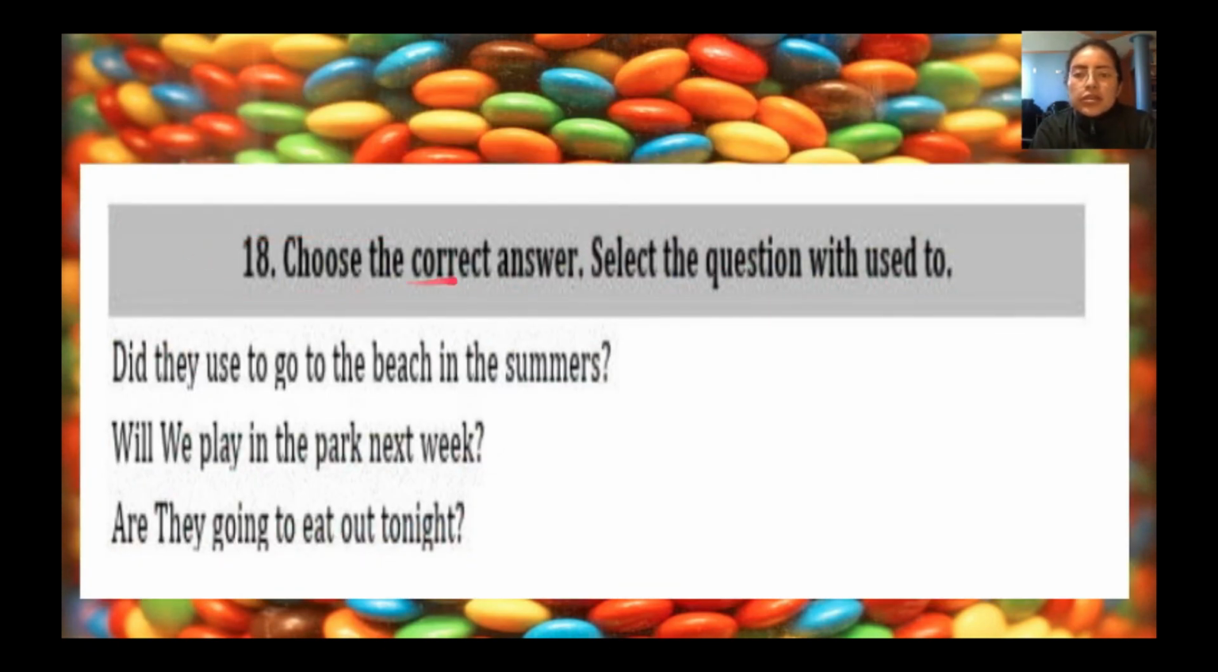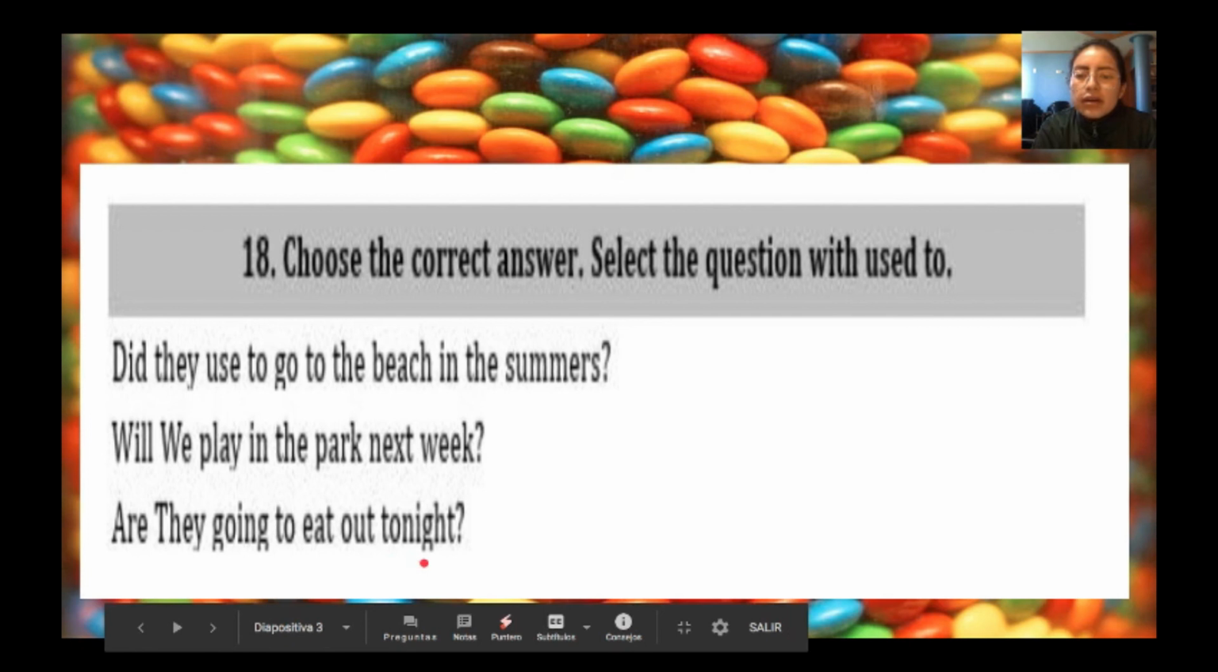Okay, choose the correct answer. Select the question with used to, the same. Try to analyze the sentence. Did they used to go to the beach in the summers? Will we play in the park next week? Are they going to eat out tonight? Okay, in this sentence, what is the correct sentence?